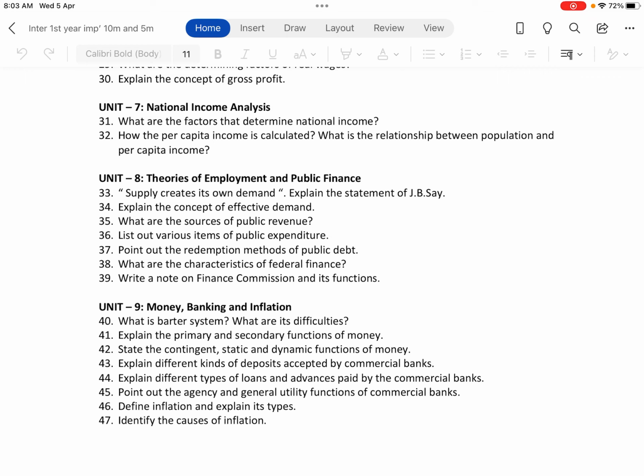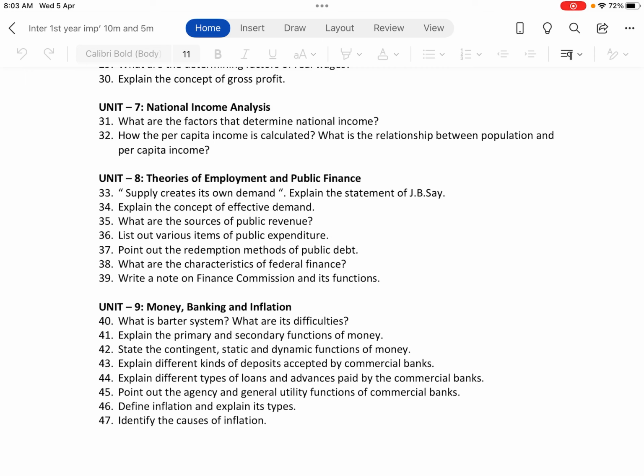So 42nd question, state the contingent, static and dynamic functions of money. 43rd, explain the different kinds of deposits accepted by commercial banks. And 44th question, explain the different types of loans and advances paid by the commercial banks. And 45th question, point out the agency and general utility functions of commercial banks.